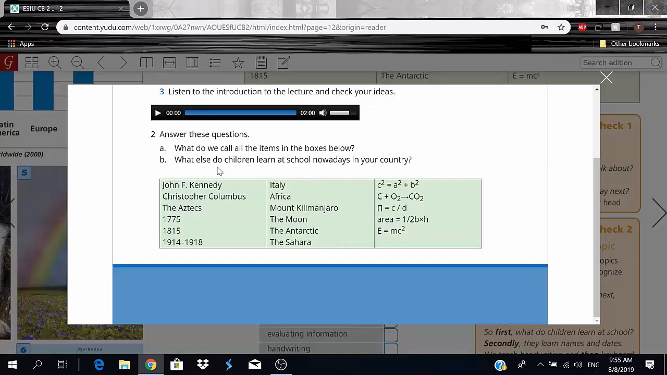And I'm guessing it's a simple question regarding different subjects. So what else do children learn at school nowadays in your country? Something that I really like about schools in my country is obviously the time management. So you have very strict time management, and this teaches young children to understand the importance of having time management on your side. Yes, it might be annoying.